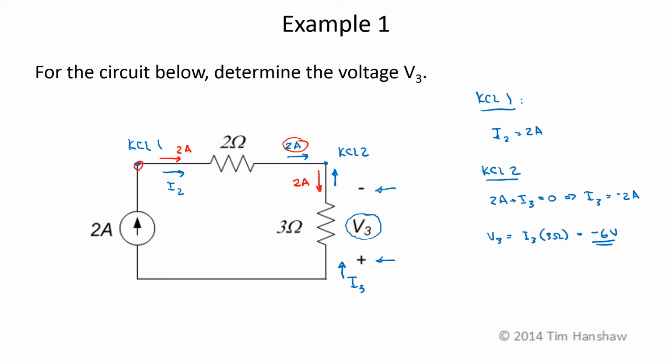However, if we're going to use Ohm's law, we still need to define voltages and currents such that positive current is entering the positive voltage terminal. So now we have to define the voltage across the 3 ohm resistor as being, say, V sub x. Now by Ohm's law, V sub x is equal to 2 amps times 3 ohms, which is equal to 6 volts. V sub x, however, has the opposite polarity as V3. So in order to get V3, we have to switch the sign on V sub x. And we get an answer that's consistent with this one.